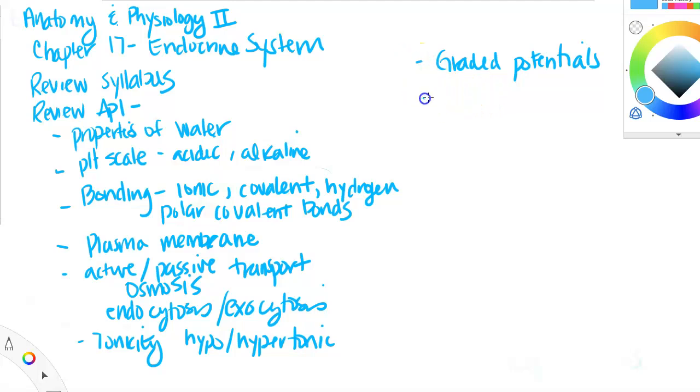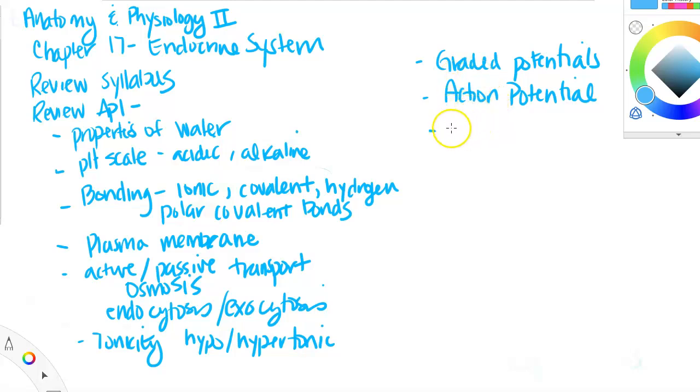And then make sure you go through the action potential. That's going to be voltage gated channels, and how that starts, and they only occur on axons, and they're always the same. To get more strength, you just stimulate more and create more action potentials. So just go through how that occurs and review that.